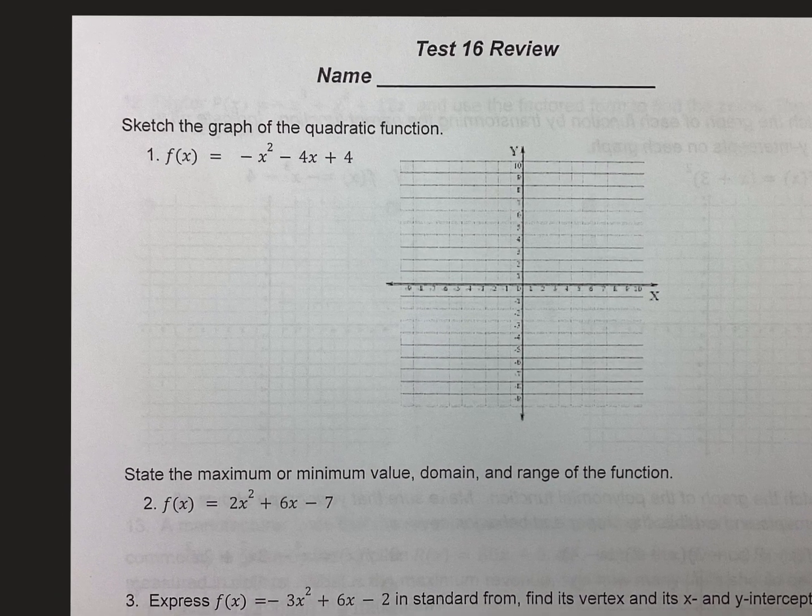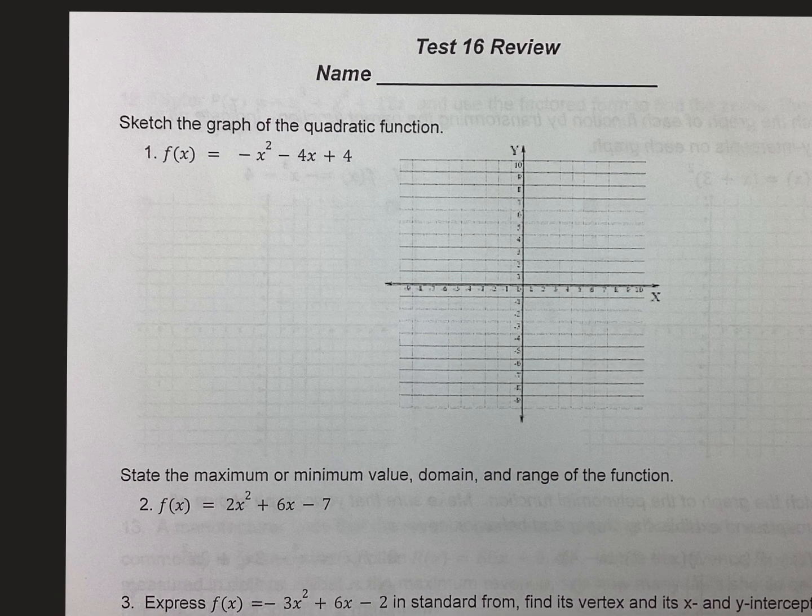Test 16 review. Number 1 says sketch the graph of the quadratic function. You need to put it in standard form first. So I'm going to factor out the negative out of the first two. Leave some space so we can complete the square. So if we complete the square, half of 4 is 2. 2 squared is 4, so I'm going to add 4 there.